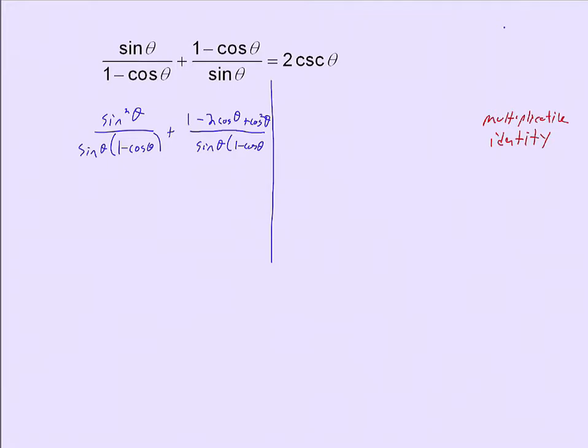Okay, well, because the two fractions have the same denominator, I'm going to now combine them into a single fraction. Sine squared theta plus 1 minus 2 cosine theta plus cosine squared theta, all over sine theta times 1 minus cosine theta. That's quite a mouthful. All right, let's see what we can do here.